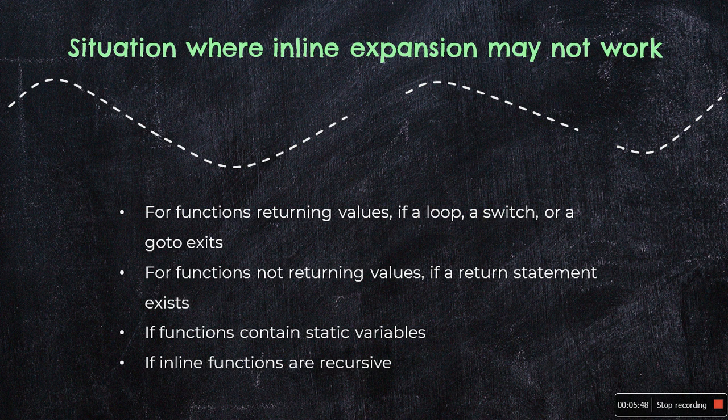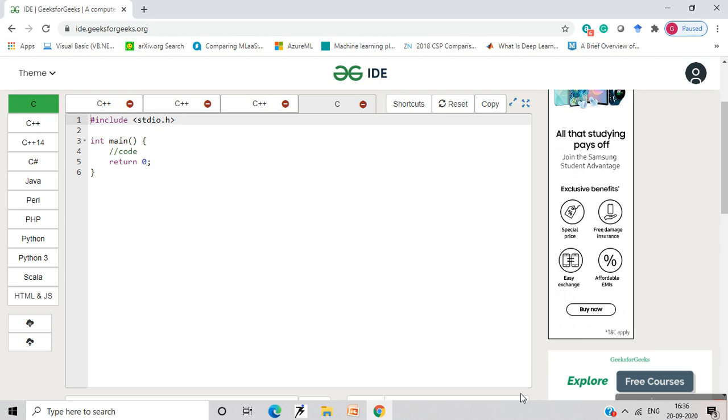Inline expansion makes a program run faster because the overhead of a function call and return is eliminated. However, it makes the program take up more memory because the statements that define the inline function are reproduced at each point where the function is called. So a trade-off becomes necessary, right? So let me demonstrate how to use an inline function.